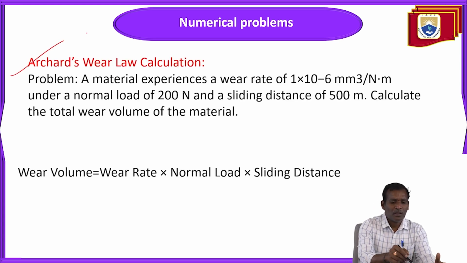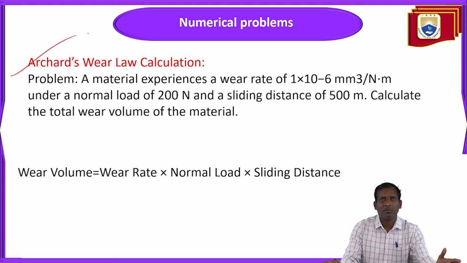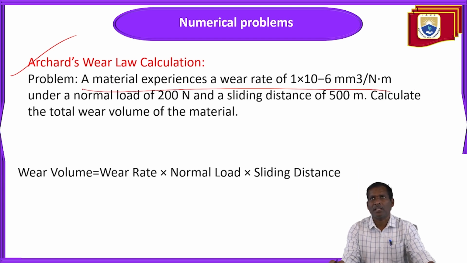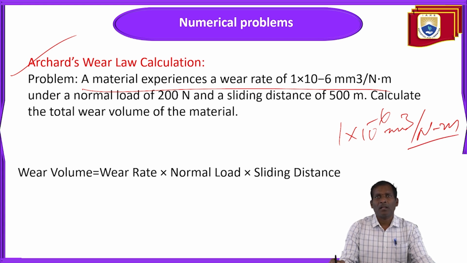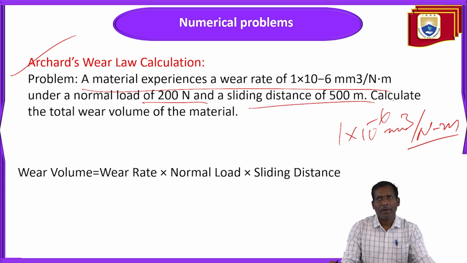So, Archard's wear law calculation. The law you already know. How do you calculate the wear volume of the material by using Archard's wear law? A material experiences a wear rate of 1 into 10 to the power minus 6 meter cube per Newton meter. Under a normal load of 200 newtons and a sliding distance of 500 meters, calculate the total wear volume of the material.